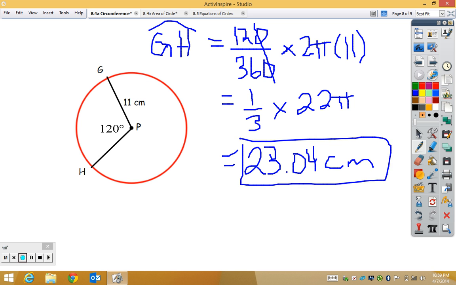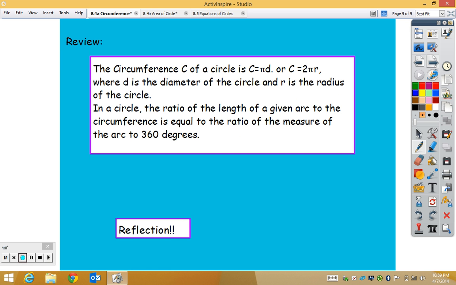So to review, circumference C of a circle is C equals pi times diameter, or C equals 2 pi r, because diameter is 2 times our radius. D is the diameter, r is the radius. And in a circle, the ratio of the length of a given arc to the circumference is equal to the ratio of the measure of the arc to 360 degrees.